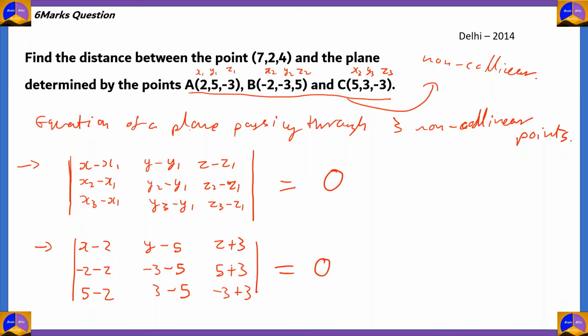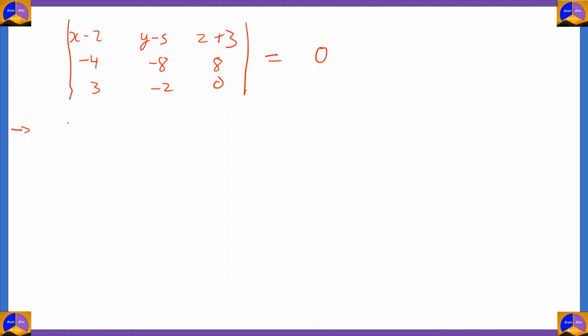Now, the first row will still be the same, x minus 2, y minus 5, and z plus 3. The second and third rows can be operated upon to get minus 4, minus 8, 8, and 3, minus 2, and 0. And the right side is equal to 0. Now, let's expand the determinant along its first row.